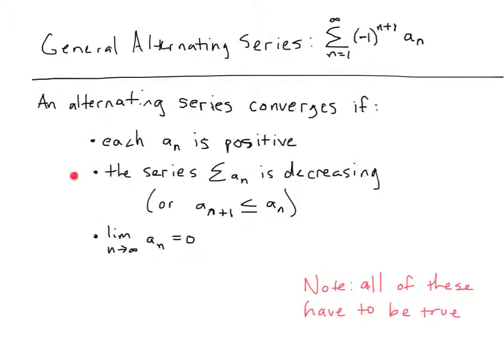So if all three of these things are true, then an alternating series converges. If one of them is false, it does not converge, and we can actually say that it diverges. So it's not just that it's inconclusive if one of these isn't true. This is an only if as well as an if. They all have to be true for it to converge, and if any one of them is not true, then it diverges.